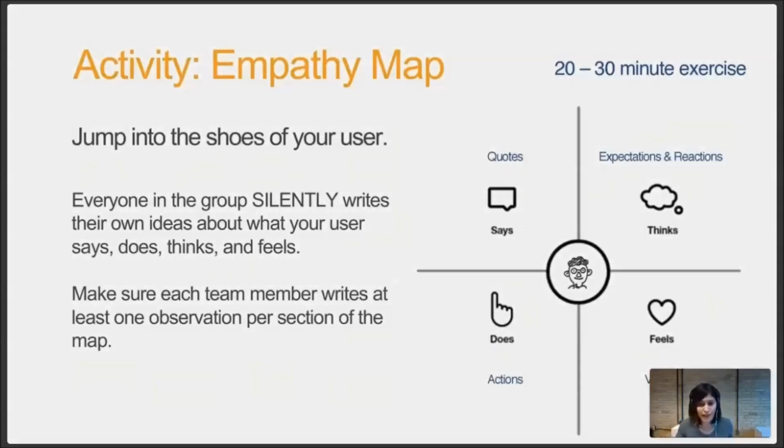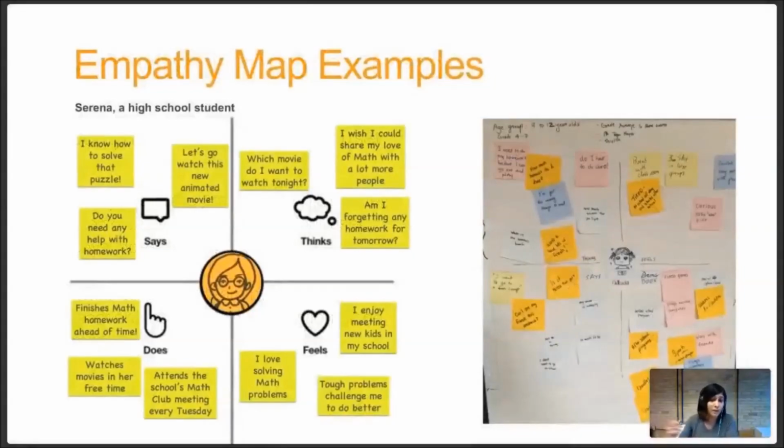So I'll show you a quick example of empathy maps. This is kind of what they look like when you do an actual empathy map. So you have the four sections: says, thinks, feels, and does. The one on the left-hand side is just an empathy map of a high school student. Her name is Serena. You can make up a name. And these are just some things that she does in her daily life. She goes to school. She loves math. She has a math club that she attends. She likes solving problems. She also likes meeting new kids in the school. Just an example to give you.